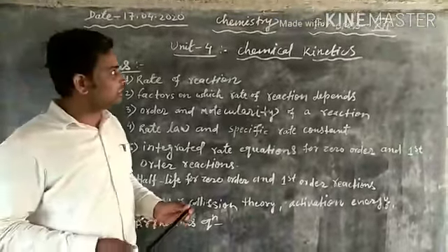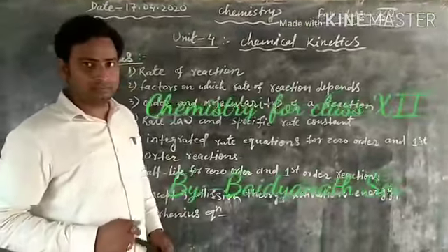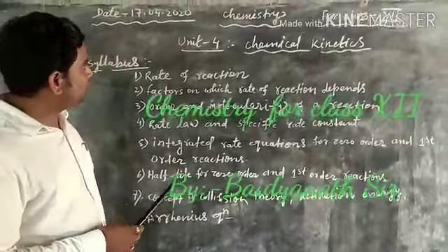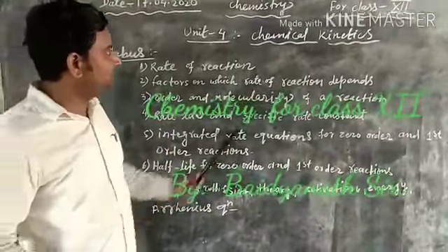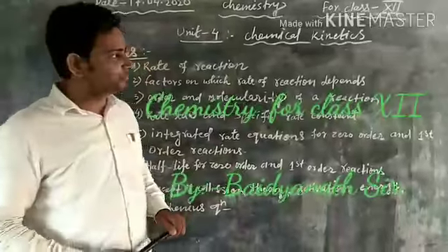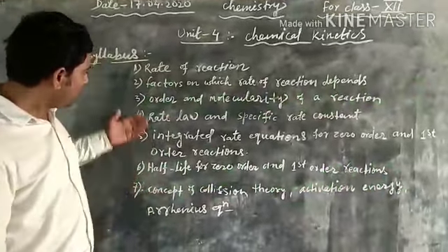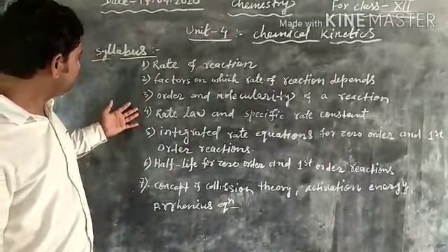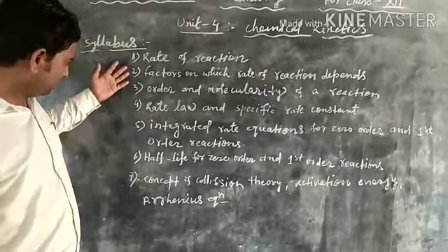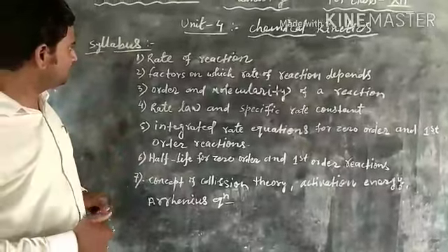Today I am going to start chemistry for class 12. We are going to start from unit 4. Unit 4 is chemical kinetics. In this chapter, we will study all these things one by one. This is the syllabus of this chapter.